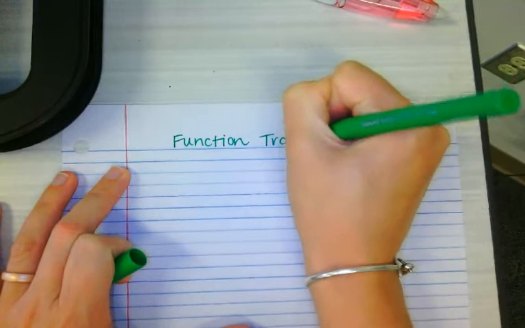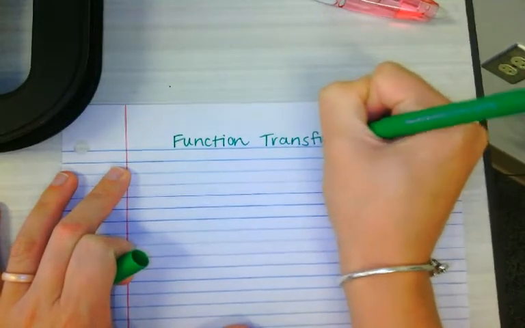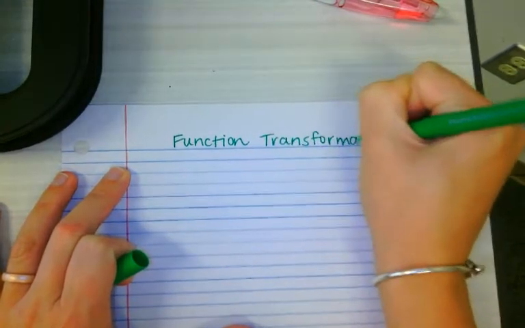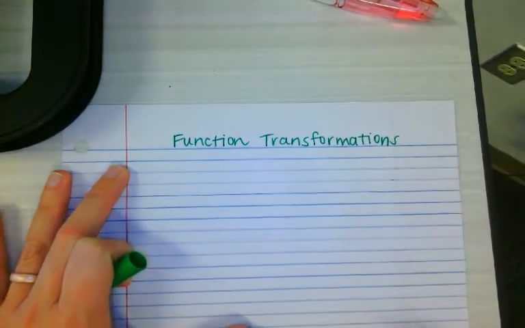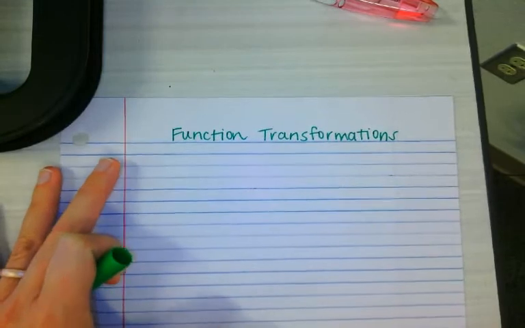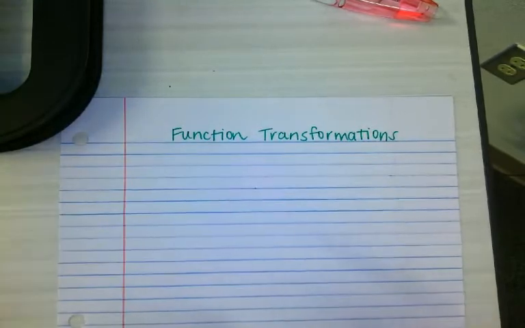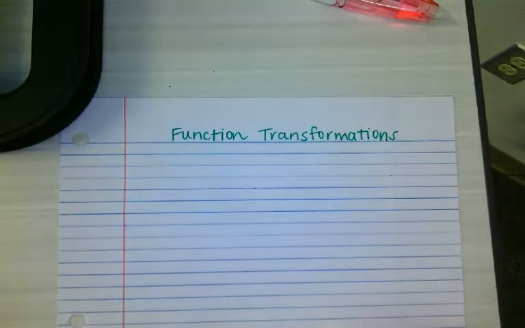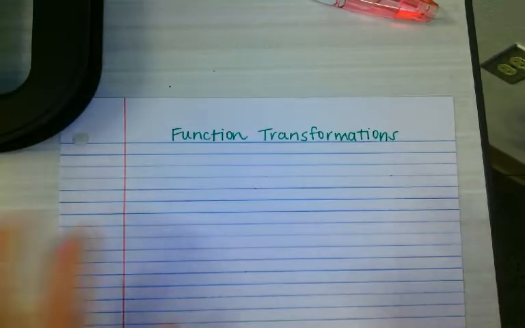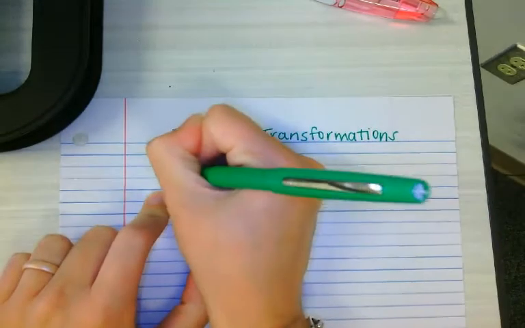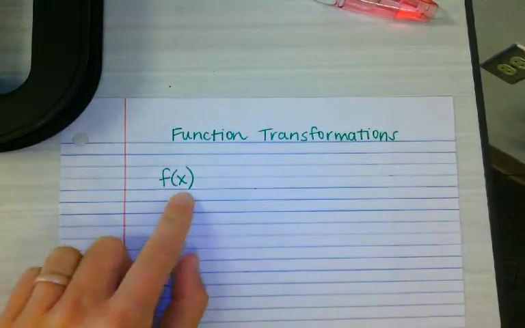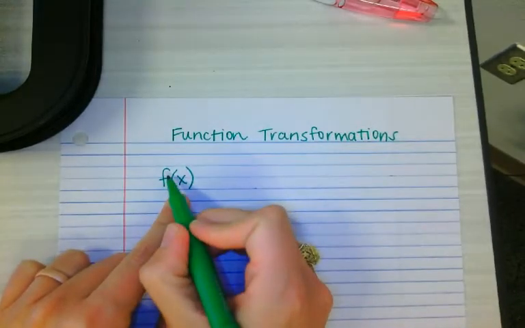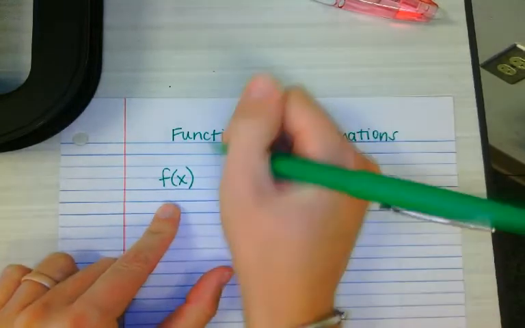So, on your notes paper, today's title is Function Transformations, and we're going to focus on three different numbers that could change an equation and then make the graph look different. So I'm going to write the function in function notation. F of x, you might remember from Algebra 1, is just another way to write y equals.